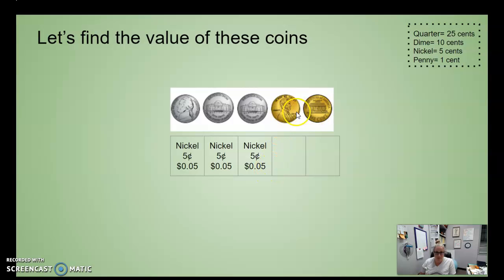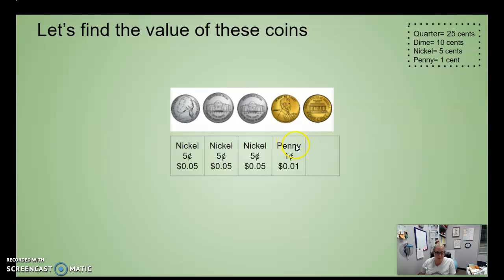Okay, what about these two? What are these called? They're copper. What's the copper colored one called? That's right, they are a penny. So I'm going to write penny, I'm going to write 1 cent, and I'm going to say dollar sign 0.01. And I did that for both of them because they are both pennies.